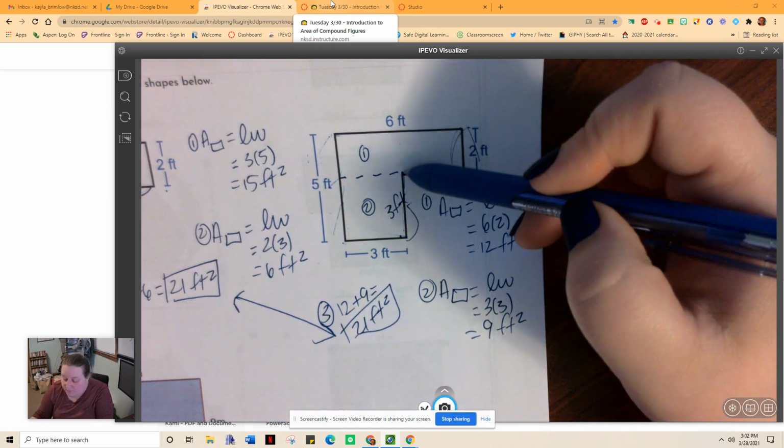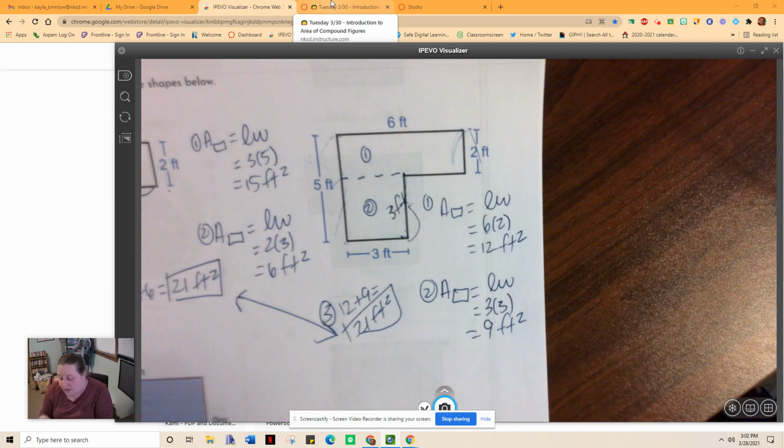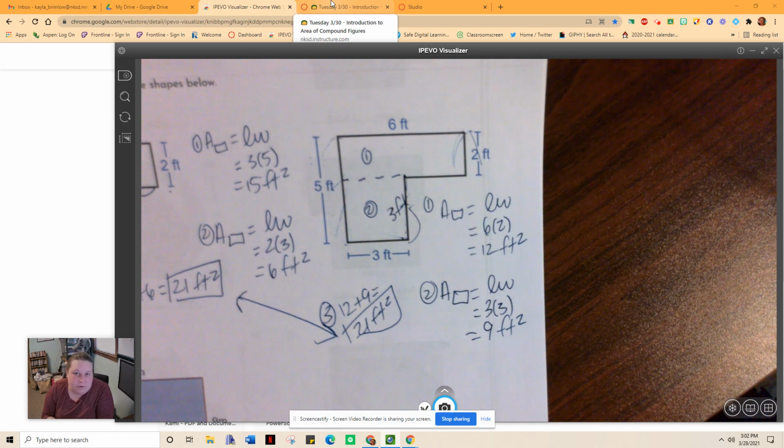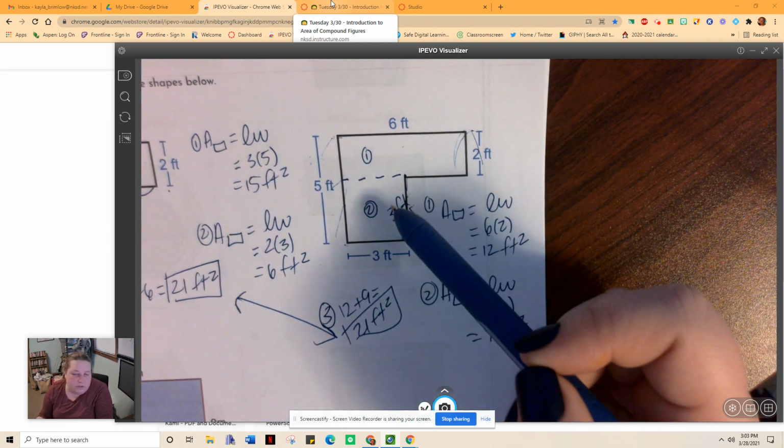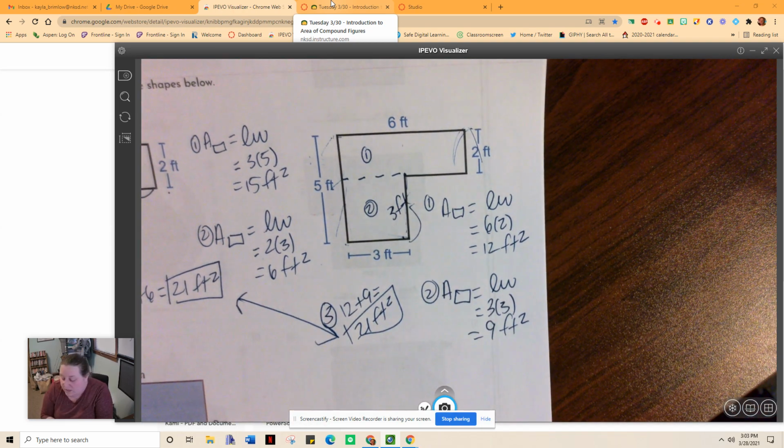You could even break this down more. You could make this into 3 figures or shapes. That might not be the best approach to take, but if that's how you see it, that's how you see it. So you want to make sure that you are breaking it down to shapes that you know and can find the area of, and you want to try and be efficient. So it wouldn't make sense to break this down to more than the 2 shapes we have because that's all we really needed.